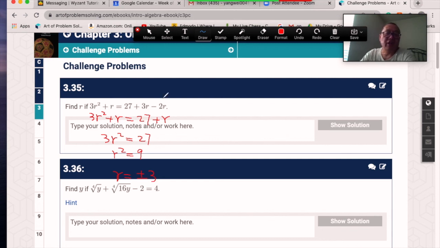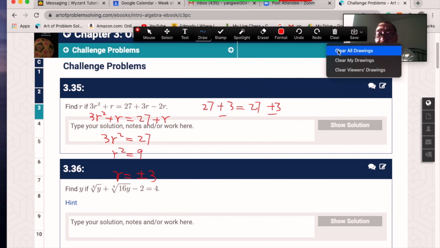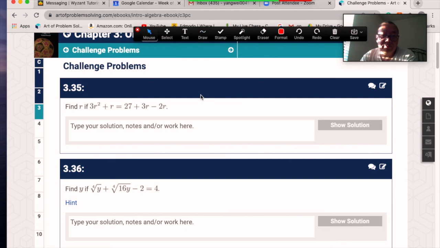Then you can go back and check. If r equals plus or minus 3, then 3r squared equals 27. If r is positive 3, then equals 27 plus r, plus 3. For negative 3, that will be minus. So this equation has two solutions. One is r equals positive 3. Another is r equals negative 3. Right? Okay, this is one problem. Now let's see.